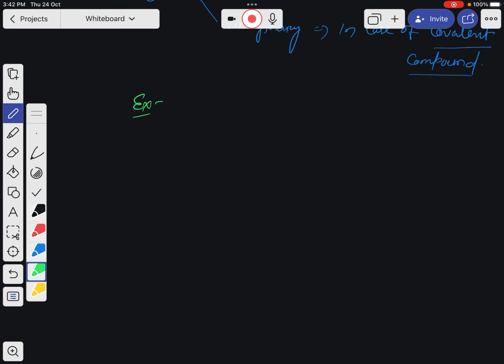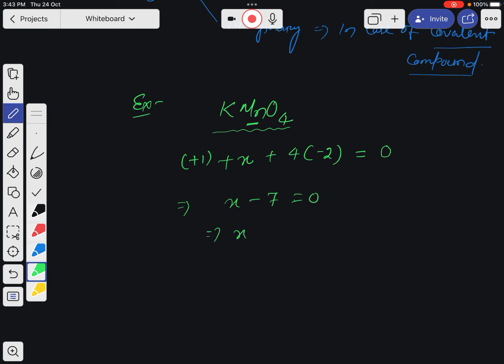Let us consider an example, KMnO4. In the formation of KMnO4, Mn either loses or gains some number of electrons. That is called oxidation number. So what is the oxidation number of Mn? We don't know it, so we have to calculate. Let the oxidation number of manganese be X, plus the oxidation number of potassium, which is +1, and the oxidation number of oxygen, which is generally -2. This compound KMnO4 is neutral, so the sum of oxidation numbers of all the elements equals 0. So X minus 7 equals 0, that means X equals +7. Here the oxidation number of manganese is +7. For the formation of KMnO4, manganese loses 7 electrons.